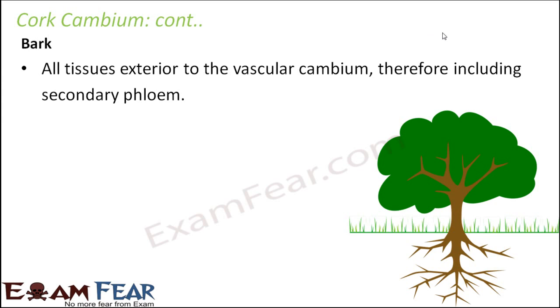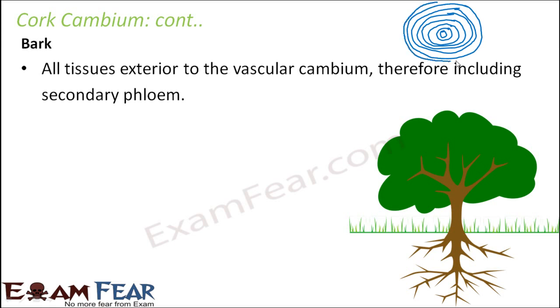So just now I was telling, right, inside you have primary xylem, then secondary xylem, then vascular cambium, then you have secondary phloem, then primary phloem, and then you have secondary cortex, then you have cork cambium, and then you have the outermost layer, that is cork. So where was vascular cambium? This was vascular cambium. So anything outside this is termed as bark.